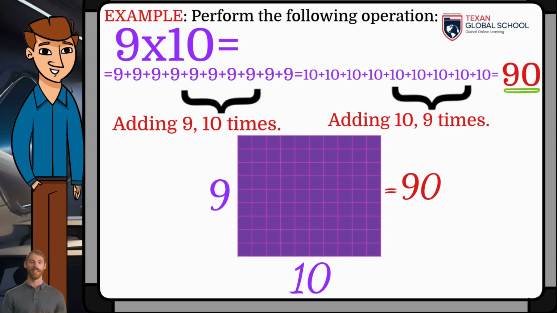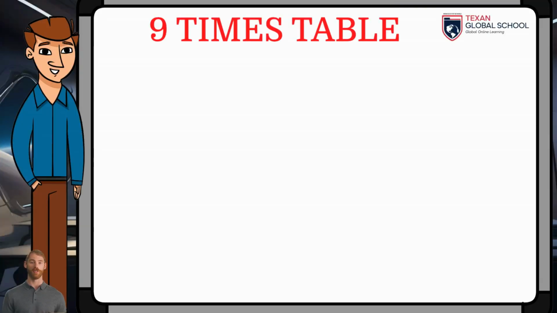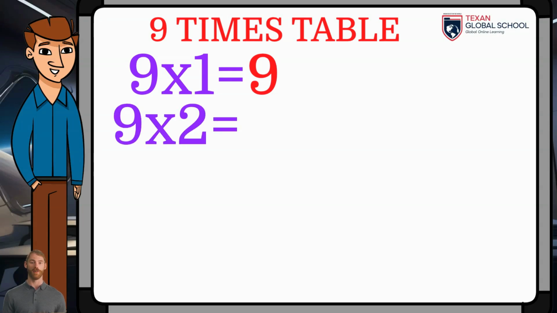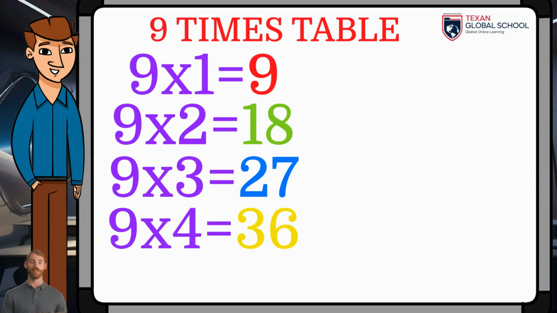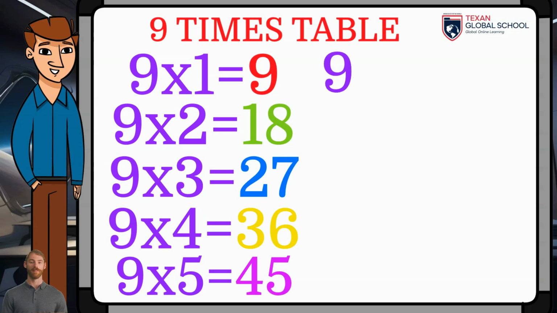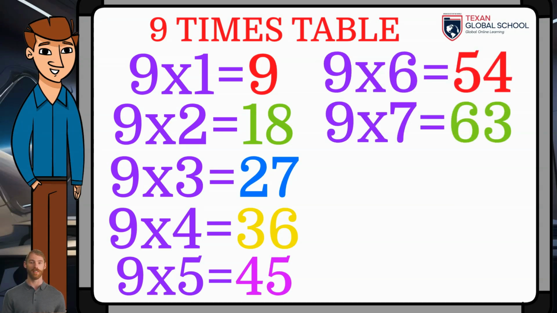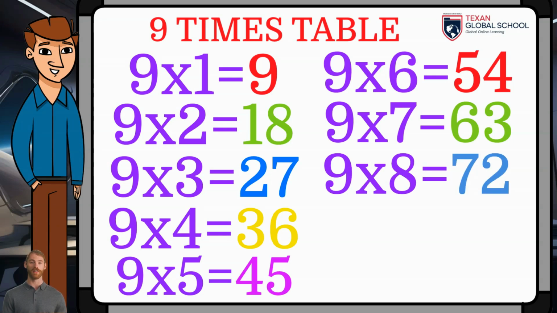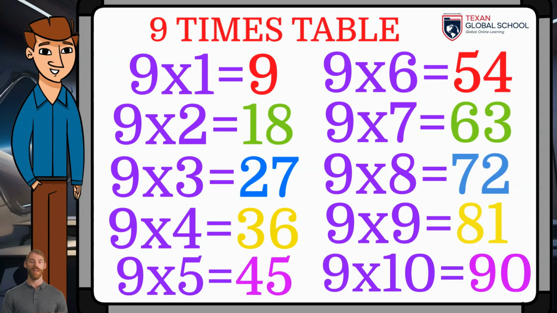In summary, any number multiplied by 9 results in the same value ninefold. 9 times 1 is 9. 9 times 2, 18. 9 times 3, 27. 9 times 4, 36. 9 times 5, 45. 9 times 6, 54. 9 times 7, 63. 9 times 8, 72. 9 times 9, 81. 9 times 10, 90. Observe the pattern in the table of how, to each result, 9 units are added.